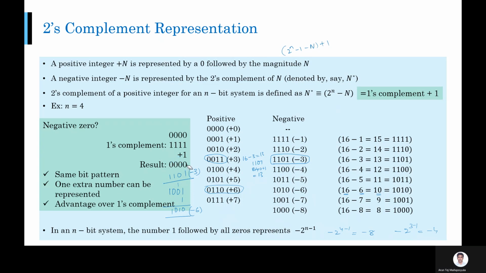All right. So let us look at negative 0 in the statement. We have already seen what negative 0 is. What you get when you do negative 0: 0, 0, 0, 0. If you want to have a negative 0 representation from 2's complement, you take 1's complement and add 1. So 1's complement for this will be 1, 1, 1, 1. You add 1, you will get 0, 0, 0, 0. Okay. So same bit pattern, 1 extra number can be represented. It's an advantage over 1's complement.